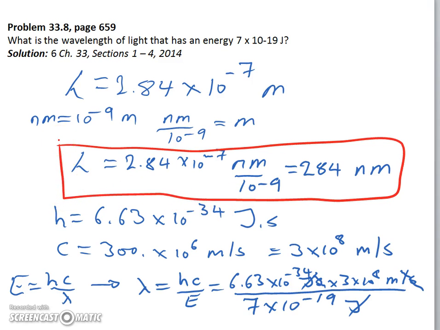And before we're done, just say, is this answer reasonable? Well, it's semi-reasonable, because if you remember, we know that the wavelength of light extends from 400 to 700 nanometers. 400 is at the violet end of the spectrum, so although this wavelength is reasonable, it's actually an ultraviolet wavelength rather than a wavelength of light. So again, not a very well formulated problem. Anyway, we're done.